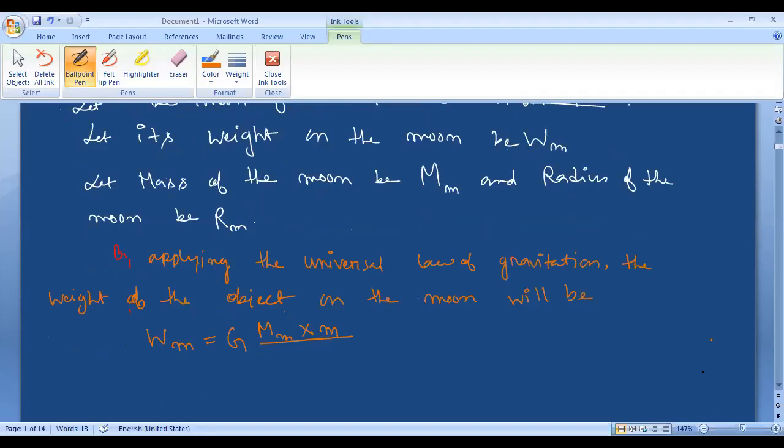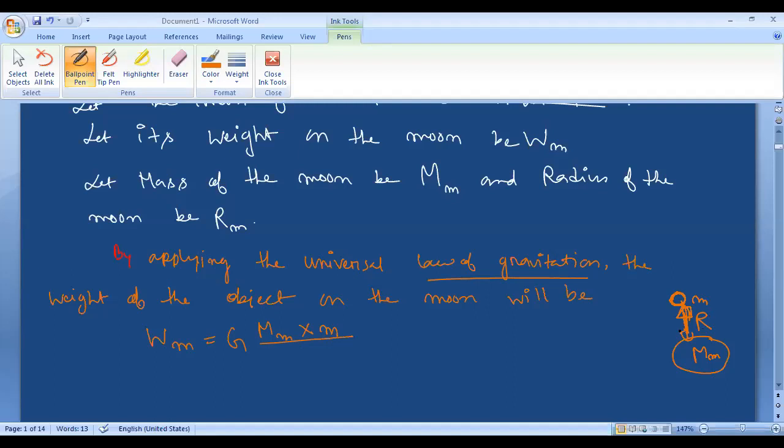Now see, this is the Moon and this is the body. This is the capital M and this is a small m. So what is the force between them? According to the definition, the weight of the body is defined as the force with the help of which the Moon will attract the body. So that's why the force is given by the universal law of gravitation: capital G, capital M, small m, by the distance between them squared.